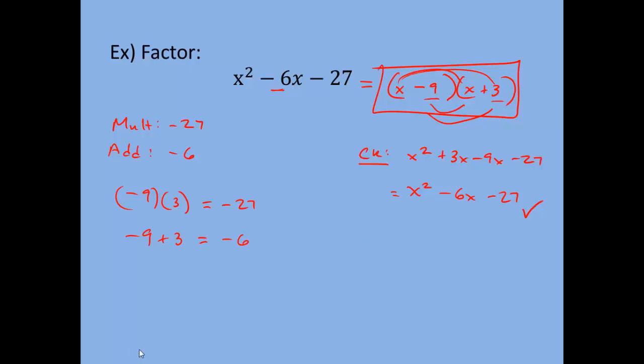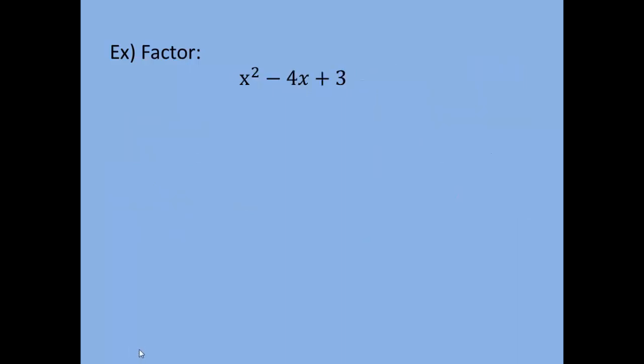Let's take a look at one more. If we're to factor x squared minus 4x plus 3. Alright, first, there is no GCF for the whole thing. There is no factor that I can take out of all of them except for one. So we're not going to factor out a GCF.